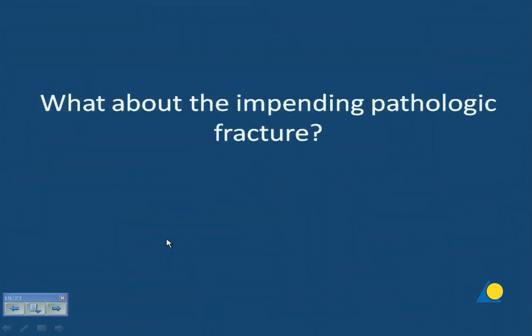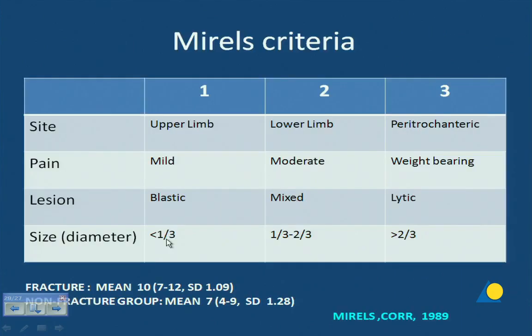So what do you do about the impending pathologic fracture? The Mirels' criteria is what we use currently. If the patient gets a score of 10 or higher, they're very likely to fracture and should undergo prophylactic fixation. If they have a score of 7 or lower, they are unlikely to fracture. In the 8 and 9 category, we have to use physician judgment based upon the overall presentation of the patient, the degree of pain, and the location of the tumor.